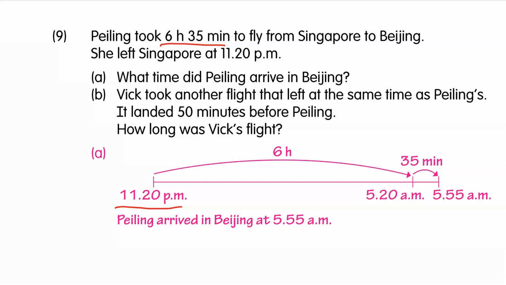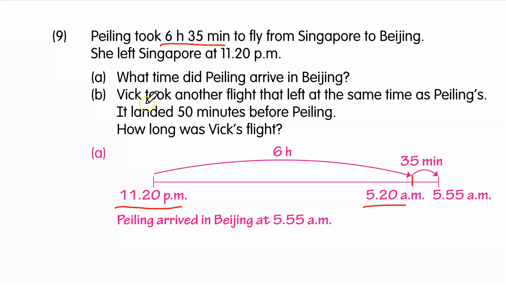So you calculate 6 hours after that will be 5:20 a.m. And 35 minutes later will be 20 minutes plus 35, which gives you 55. Right? 55 here is not more than an hour. So Pei Ling arrived in Beijing at 5:55.